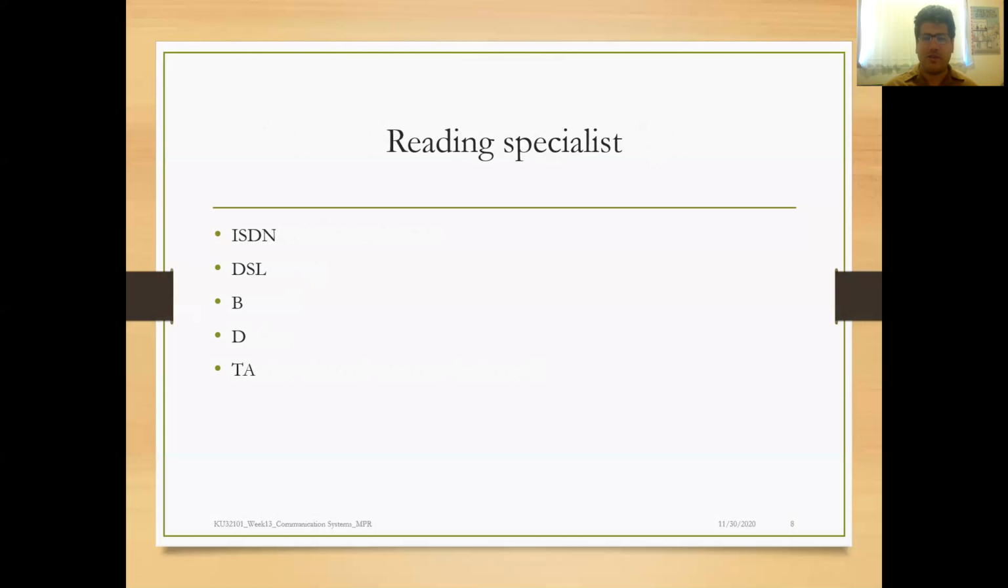All right. In the reading, we have a number of different acronyms that are presented. We have ISDN, we have DSL, we have B, D, and TA. So all of the meanings of these acronyms are given in the reading. So I'm going to quiz you in the practicum session on these acronyms.